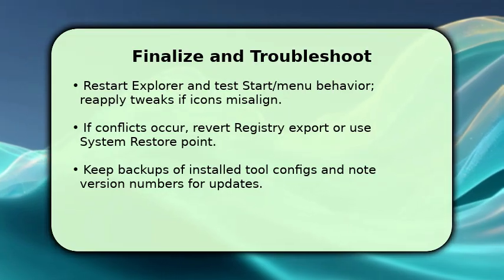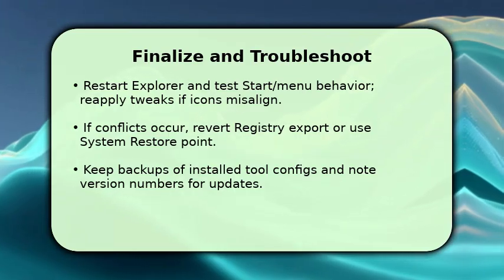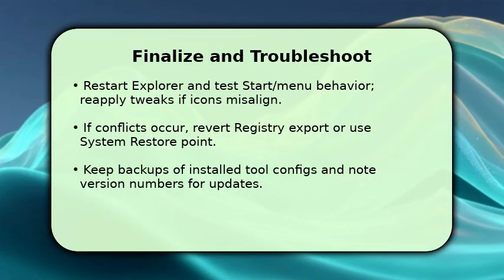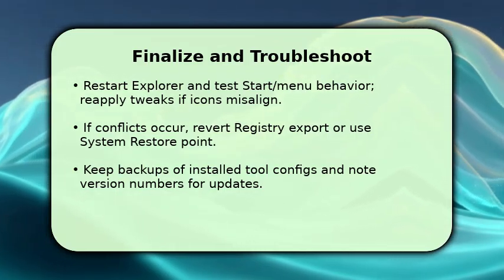Confirm buttons combine like XP and context menus look correct. If something breaks, revert your registry export or roll back using the system restore point you made earlier. This is faster and safer than guessing.